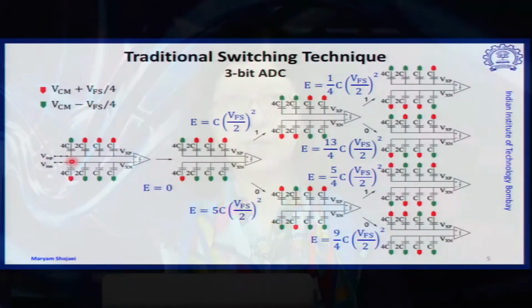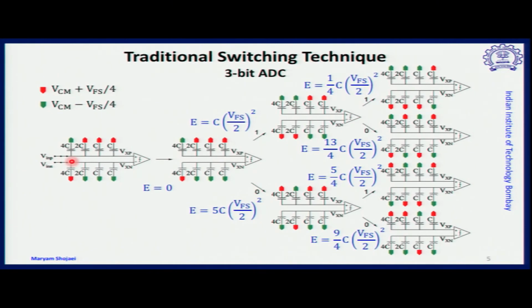Everything is positive. Negative in the sense that if you put VCM aside, you have minus V full scale by 4. So when I say negative, I mean minus V full scale by 4. So one terminal is connected to VCM minus V full scale by 4 of the MSB capacitor. And the other terminal and the similar corresponding terminal of other capacitors is connected to VCM plus V full scale by 4. Therefore, we have exactly division by 2 over here.